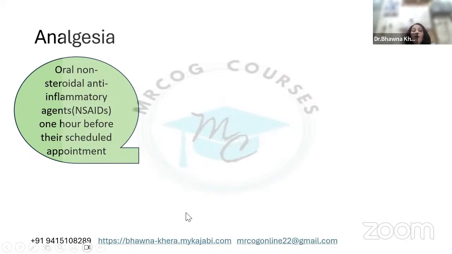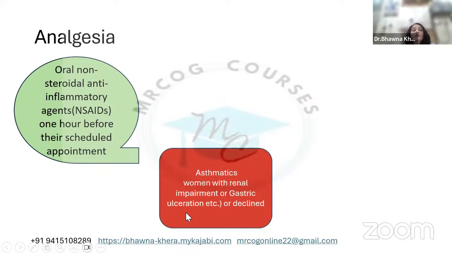Now, there are some contraindications where we cannot choose the non-steroidal anti-inflammatory drugs. So what are those contraindications? If the patients are asthmatic, or the woman has a renal impairment, or there is a gastric ulceration, or she declines this for any reason, right?